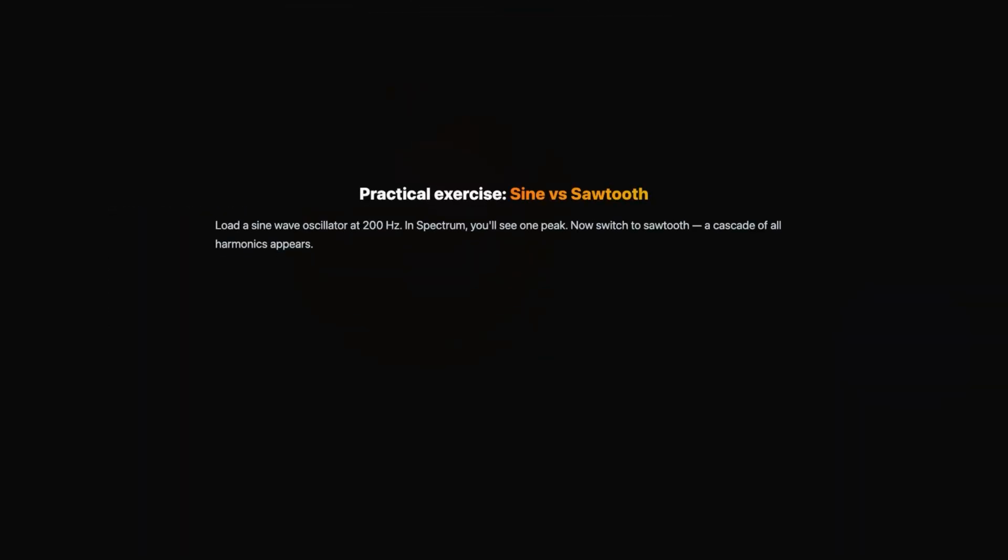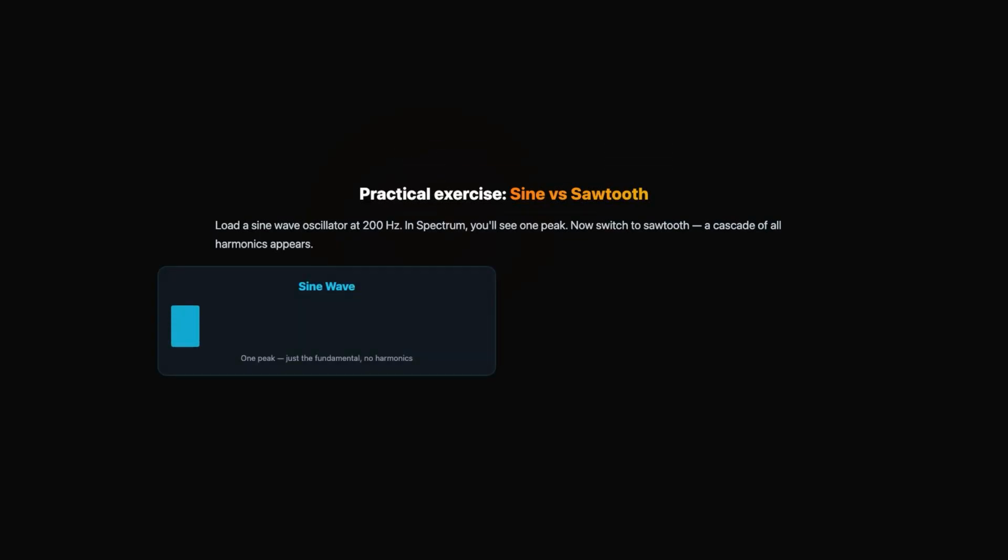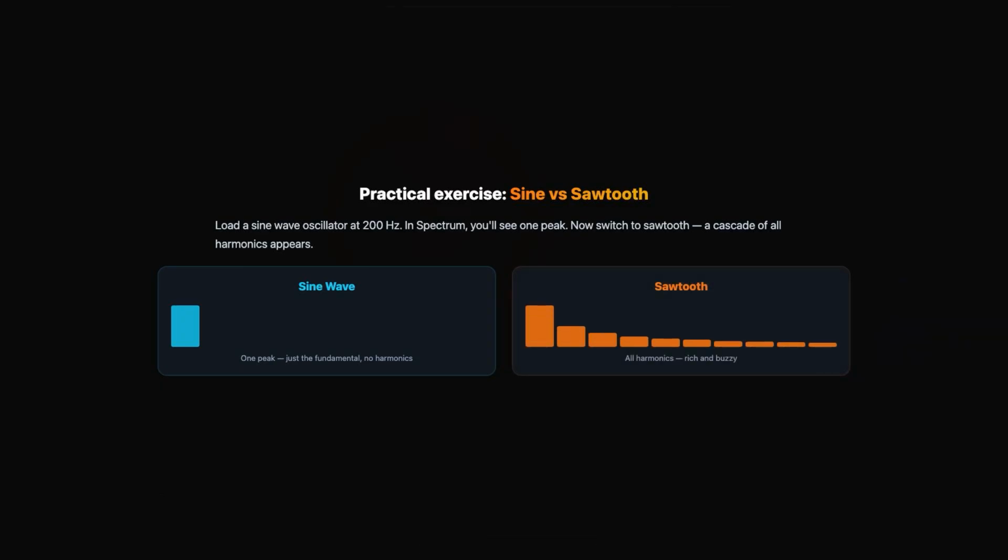Here's a practical exercise to cement this concept. Load a simple sine wave oscillator and play a note at 200 Hz. In Spectrum, you'll see essentially one peak. A sine wave is the only waveform that contains just a fundamental with no harmonics. Now switch to a sawtooth wave at the same pitch. Suddenly, Spectrum reveals a cascade of peaks. 200 Hz, 400 Hz, 600 Hz, 800 Hz, all the way up until they fade into the noise floor. The sawtooth wave contains all harmonics, both odd and even, which is why it sounds so rich and buzzy compared to the pure, almost sterile sine wave.